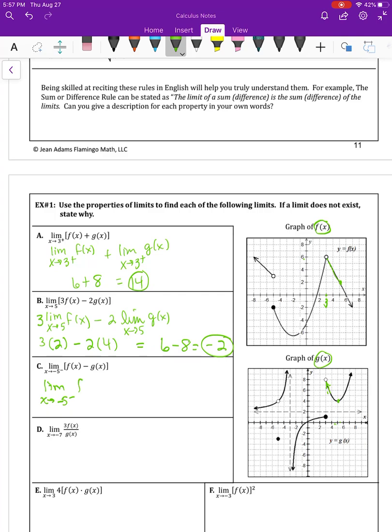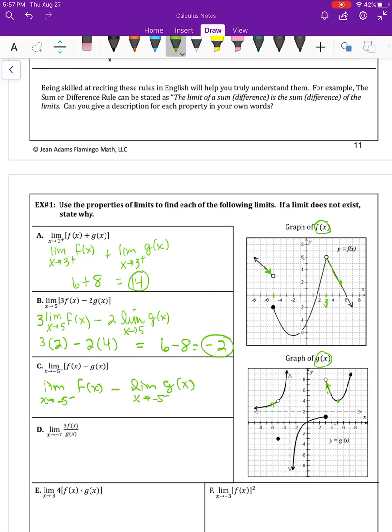You're just going to take the difference of the first one, or well, the limit of the first one minus the limit of the second one. So I'm coming into negative 5 from the left. Oops, I'm on the wrong one. Sorry. Negative 5 coming in from the left for f of x.